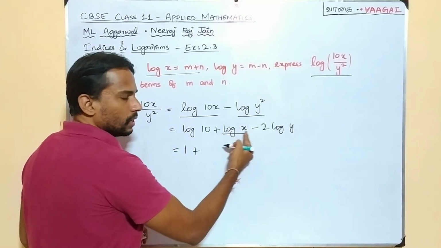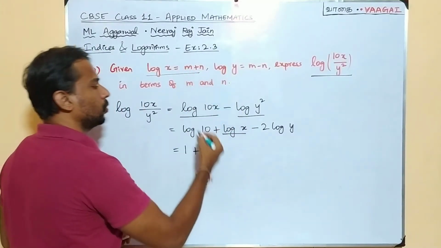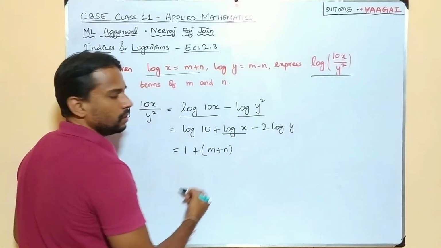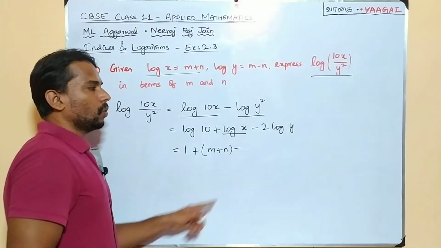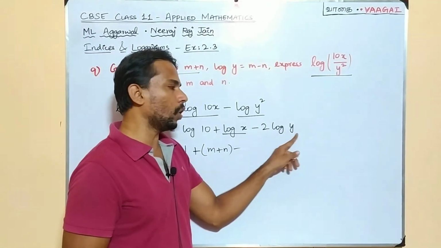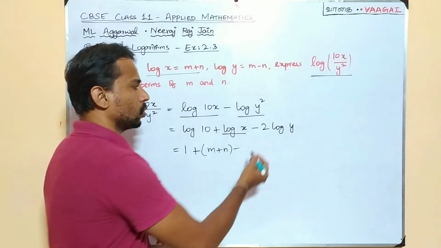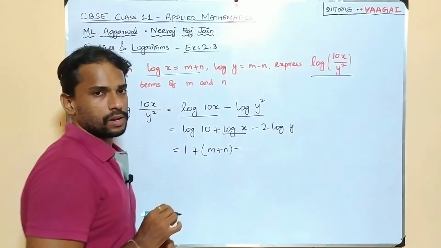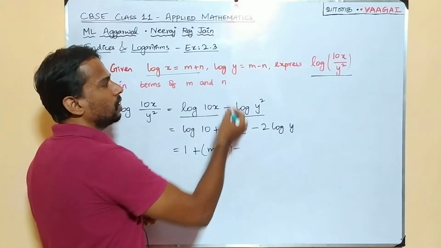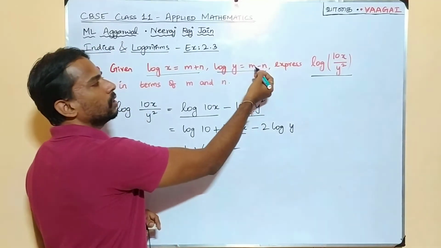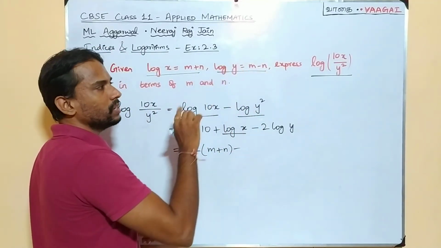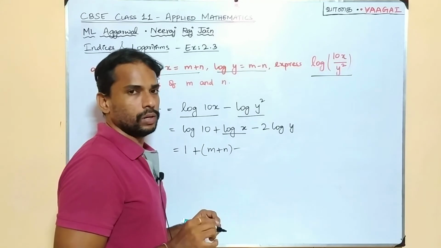So now here, in this place of log x, I can substitute this m plus n. So m plus n minus, now come here, we have 2 log y, right? So 2 into log y. Now see the question again. Here in this question we have log y given in terms of m and n, and how is it expressed? Log y is equal to m minus n. That's how it is given, right?